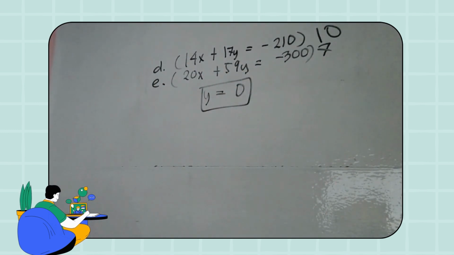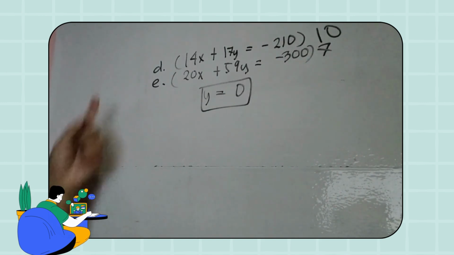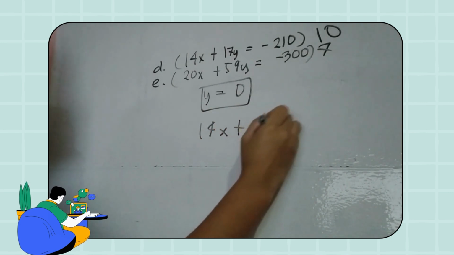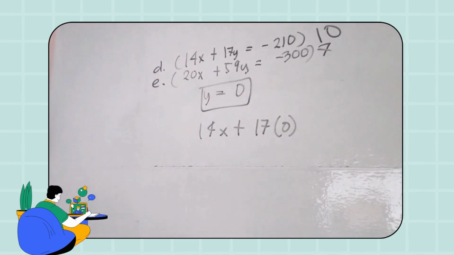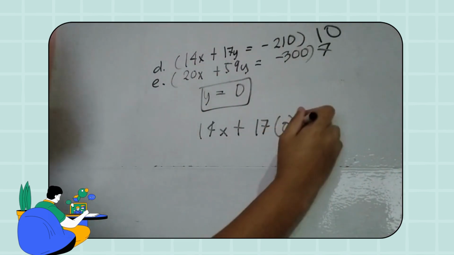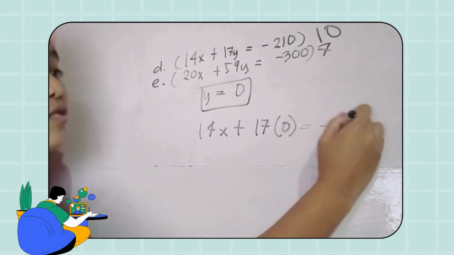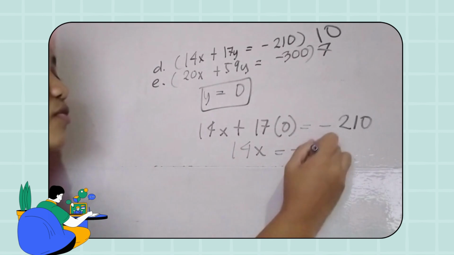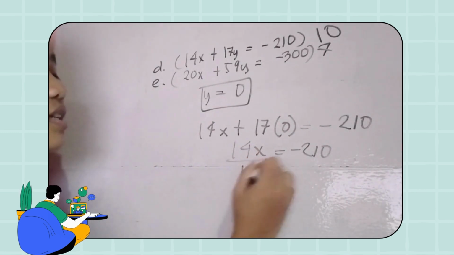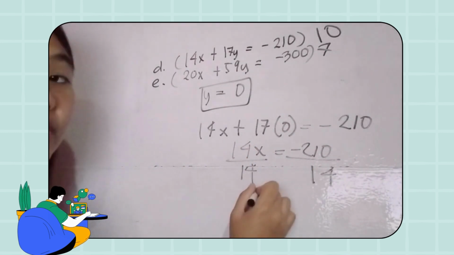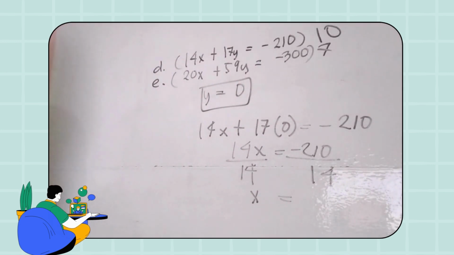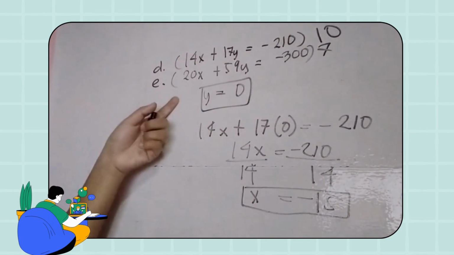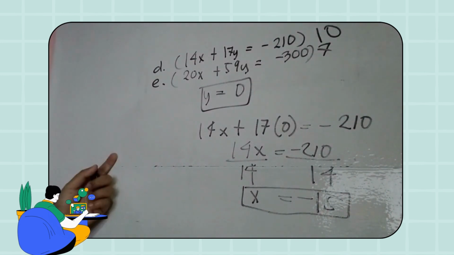Now, let us solve for x and z. Let's substitute y into the equation D. So I have here 14x plus 70y, where y is substituted by 0, equals negative 210. So we will simplify it. It's going to be 14x equals negative 210, divided by 14. So we have here x is equal to negative 15. Now we have found out the y, which is equal to 0, and x, which is equal to negative 15.